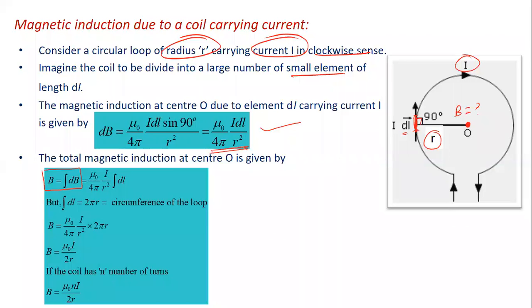In that dB, mu 0 by 4 pi is constant, I is the current which is also fixed, and R is the radius of this circular coil, which is also constant, so it is taken out. So the integration is of dl only. This dl is the smaller part of this coil. If we integrate it, we get the total length of this circle, which is the circumference. So the integration of dl is the circumference 2 pi r.